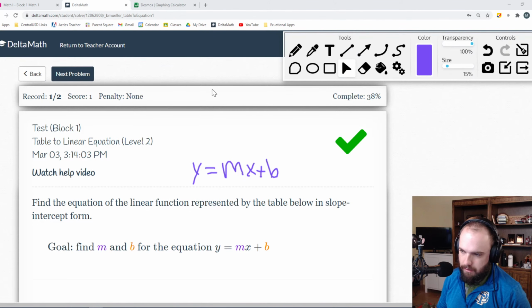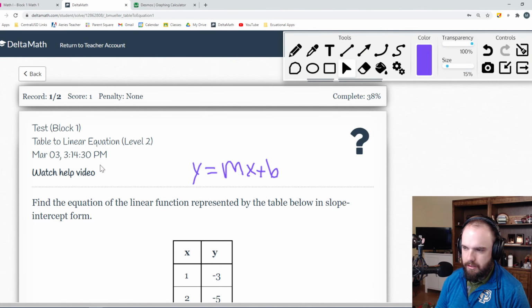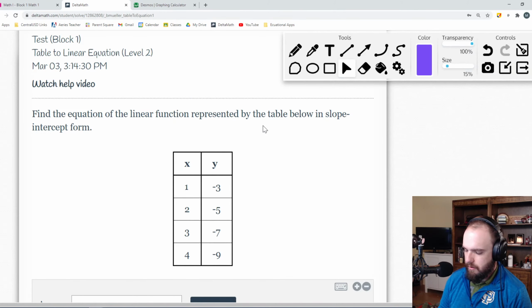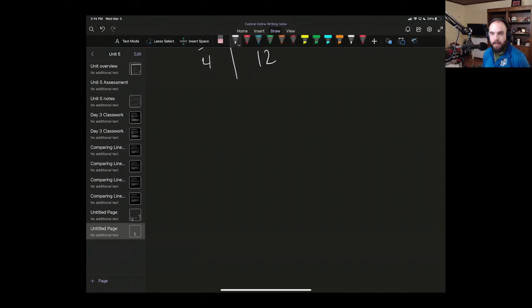All right, so we just finished the first problem. Let's do one more. Same section. This is again the table to linear equations level 2. Again, we don't have a y-intercept, so I'm going to go ahead and hit clear. All right, again, we're trying to write the equation for this. So let's go ahead and switch back to my iPad. I will copy this table.